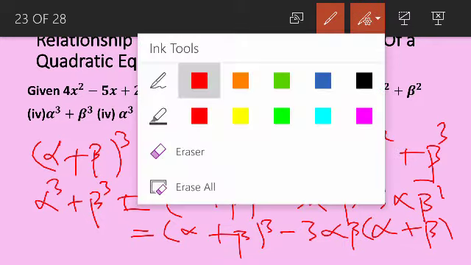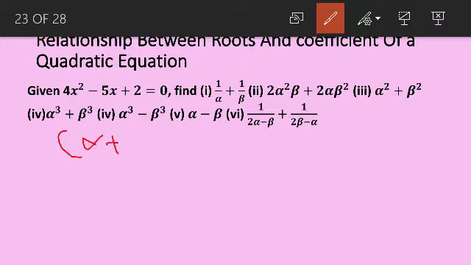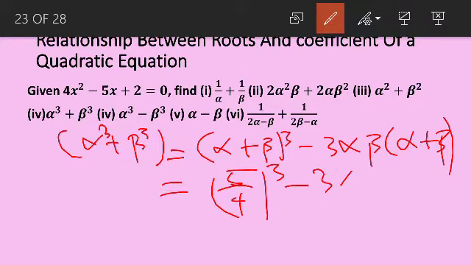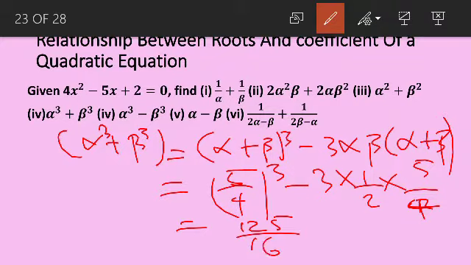So now let's substitute values. We write that again: alpha cube plus beta cube is equal to alpha plus beta all cube minus 3 alpha beta into alpha plus beta. Your alpha plus beta, like we have, is 5 over 4. So we have 5 over 4 cube minus 3 times alpha beta, which is 1 over 2, times alpha plus beta, which is 5 over 4. If we multiply that, that's going to give us 125 all over 16. Sorry, 4 cube is not 16. 4 cube is 64. So let's make that 125 all over 64.